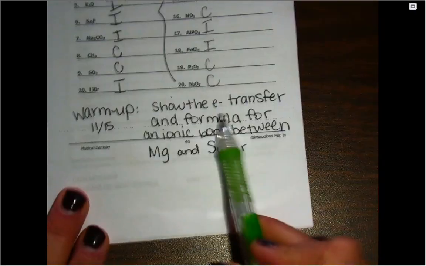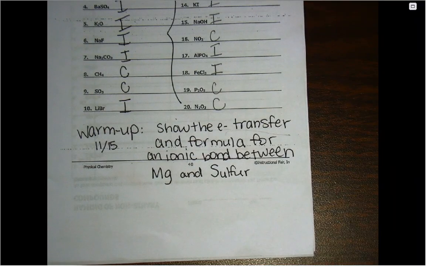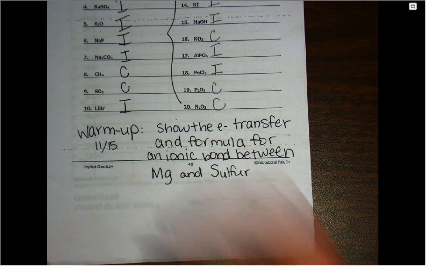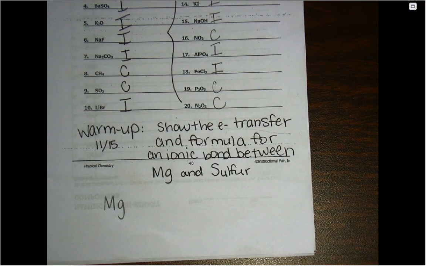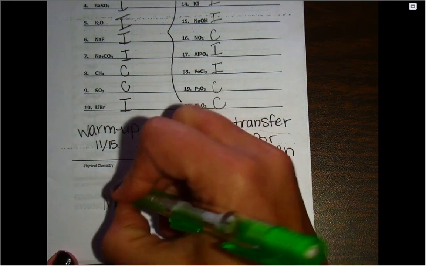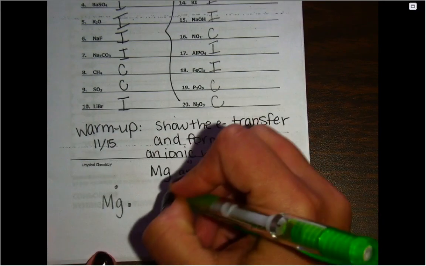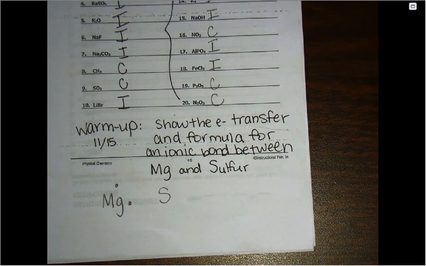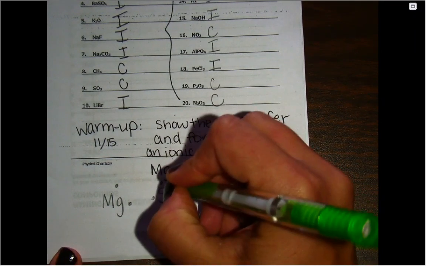All right, so back to here. We got to show the electron transfer. So that means using the arrow thing. When we show the electron transfer, what is the first thing that you had to figure out? Yeah, the dots. So we had to write the electron dot notation, right? Magnesium is in group 2. How many valence electrons does he have? 2. So we're going to draw 1, 2 dots. Sulfur is in group 16. How many dots does he get? 6. Good. So we're going to go 1, 2, 3, 4, 5, 6.